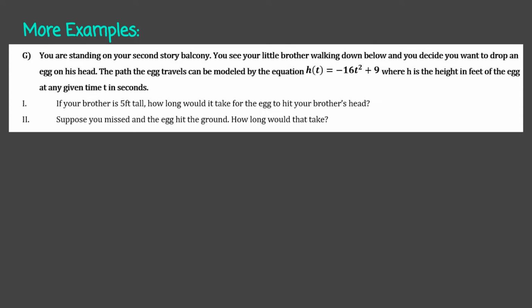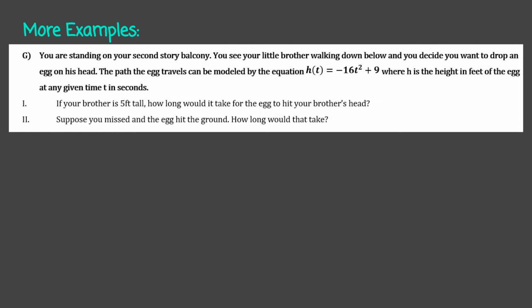All right, so for this last example, it says you're standing on your second-story balcony and you see your little brother walking down below, and you decide you want to drop an egg on his head. Really, you're going to be throwing it up and hoping that it drops on his head. The path the egg travels can be modeled by the equation h of t equals -16t squared plus 9, where h is the height in feet of the egg at any given time t in seconds. If your brother is 5 feet tall, how long would it take for the egg to hit your brother's head?